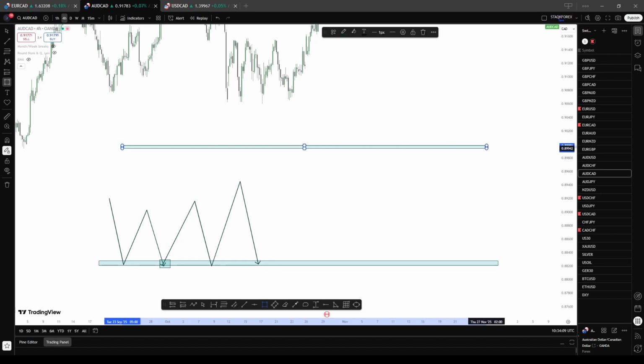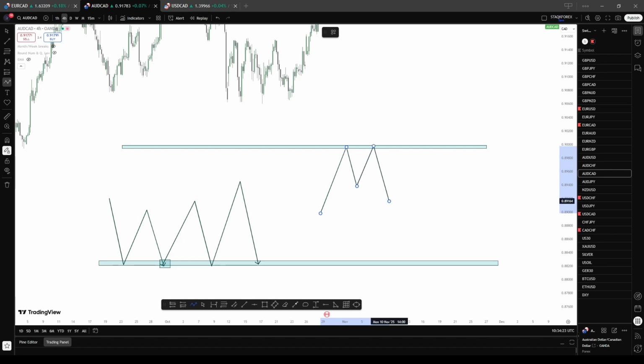We have resistance here. The first time price came into this region, it bounced off and came back again. The second time price bounced off and came back, the third time you can start paying attention. After the first bounce and the second time the price came back, you can start paying attention to what is going to happen next when price comes into that region.